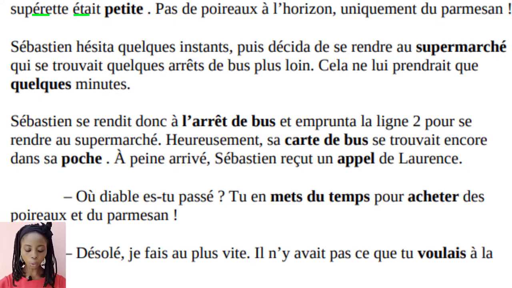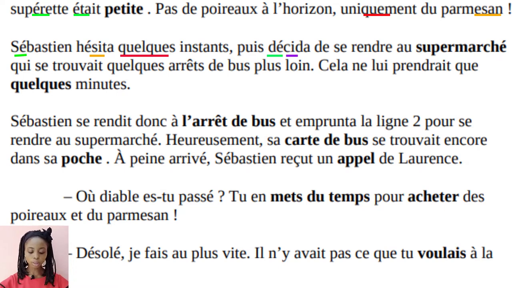Pas de poireux à l'horizon. Uniquement, don't let us forget our K sound. K plus E, we have K, unique, uniquement du parmesan. Our S in between two vowels. Don't let us forget. Sébastien hésita. So we have our E accent aigu and our S in between two vowels for hésita. Sébastien hésita quelques instants. So we have our quelques. Don't forget our K sound. Puis décida. Don't let us forget our E accent aigu.